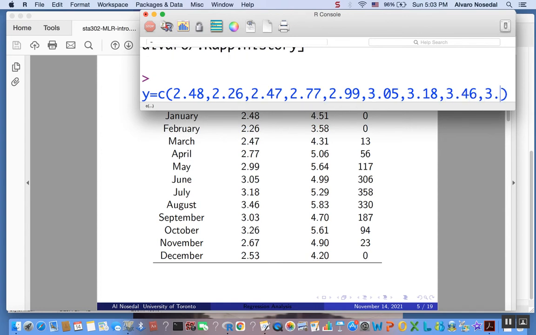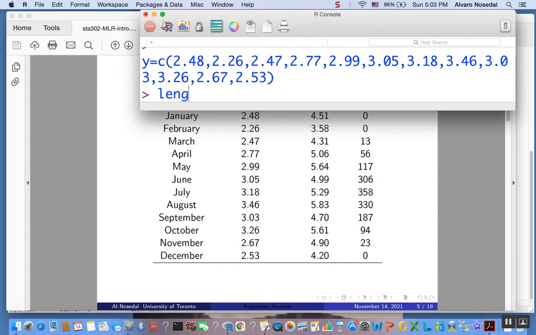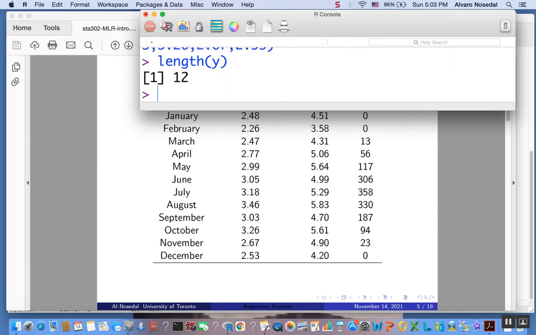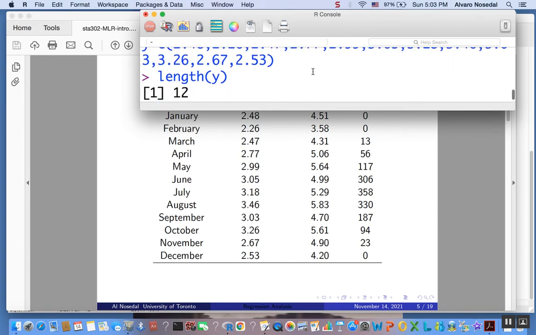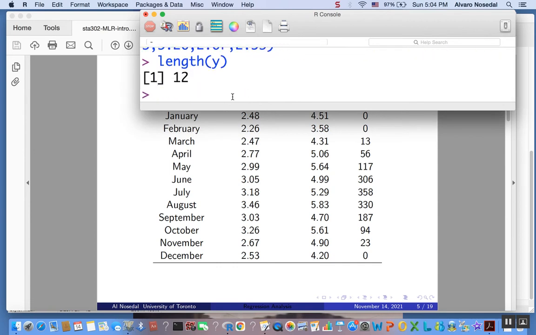Done with Y. Let me check that I have 12 observations. Okay. Let me check 2.48, 2.26, 2.47, 2.77, 2.99, 3.05, 3.18, 3.46, 3.03, 3.26, 2.67, 2.53. Okay. Seems to be okay.